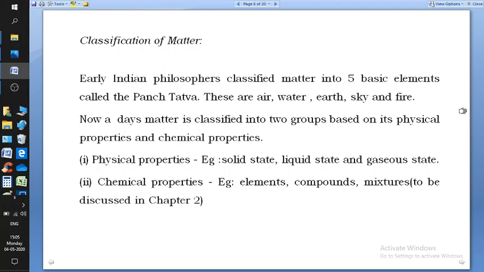But nowadays, matter is classified into 2 groups based on its physical properties and chemical properties. For physical properties, for example, we're going to see the matter that exists in solid state, liquid state, and gaseous state. And the chemical properties of matter, we're going to see in the second chapter of chemistry, for example, as elements, compounds, and mixtures.